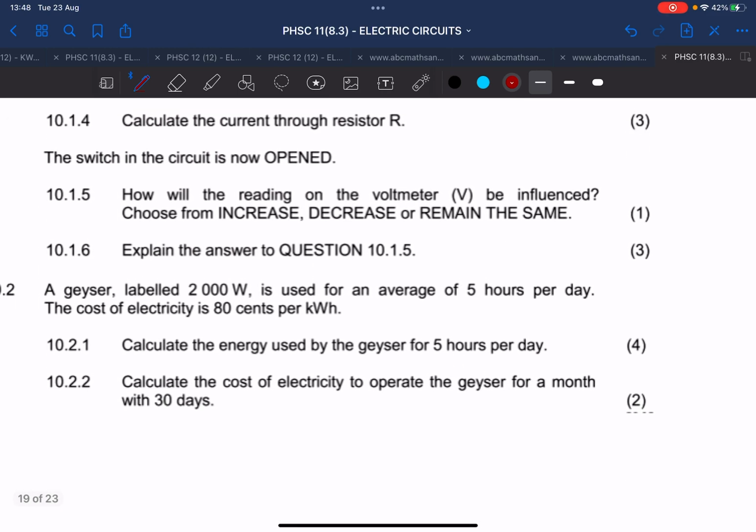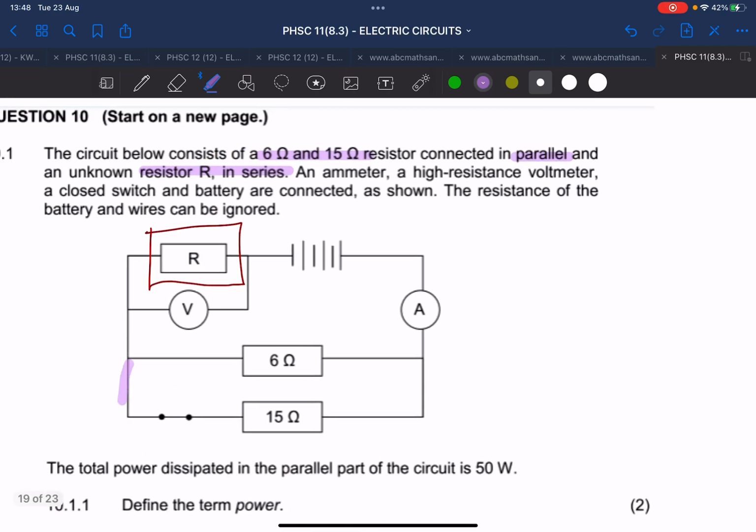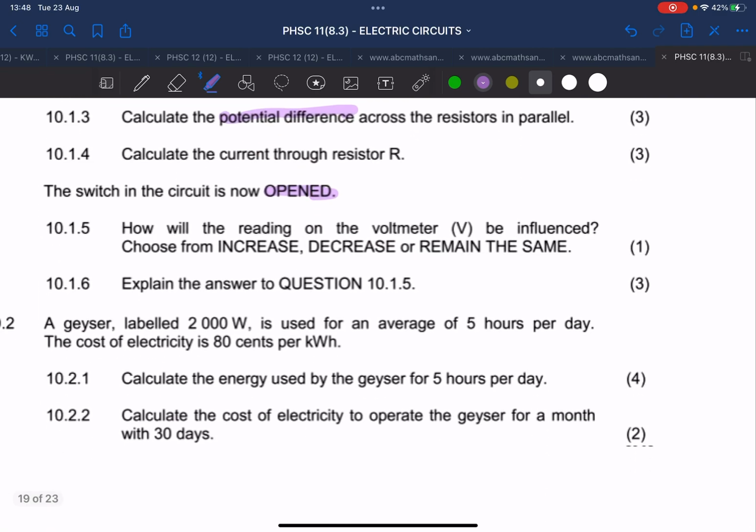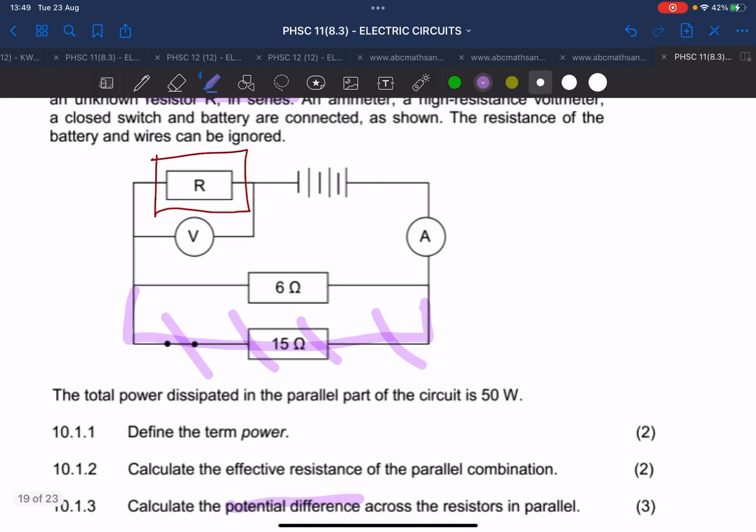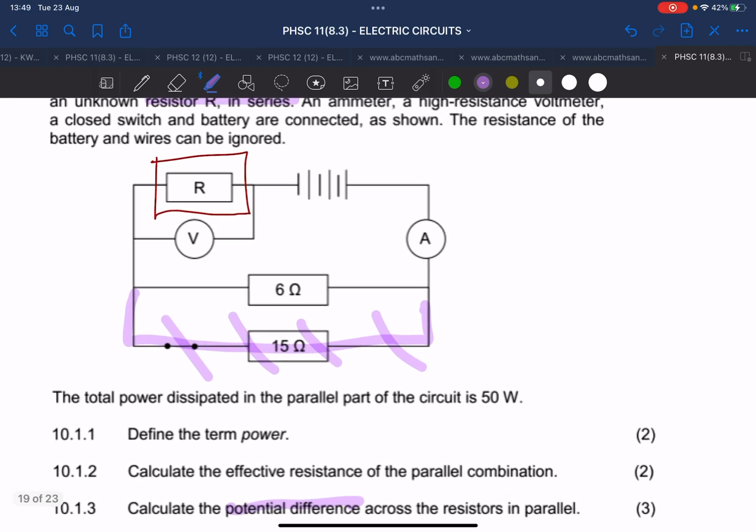Okay, so now they say the switch in the circuit is opened, meaning that this whole part falls away. Okay. And then they ask, how will the reading on the voltmeter be influenced? Increase, decrease, or remains the same? Why?